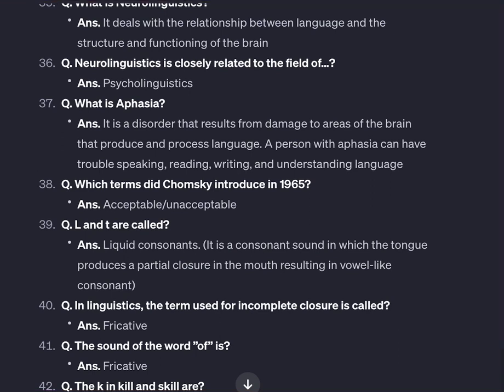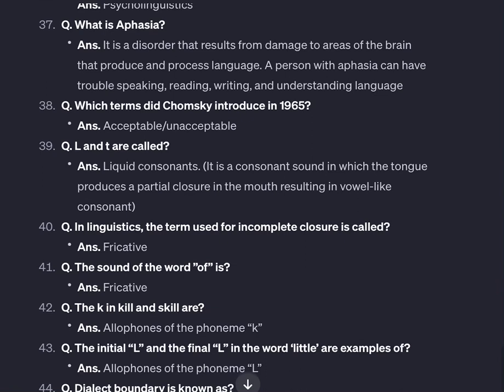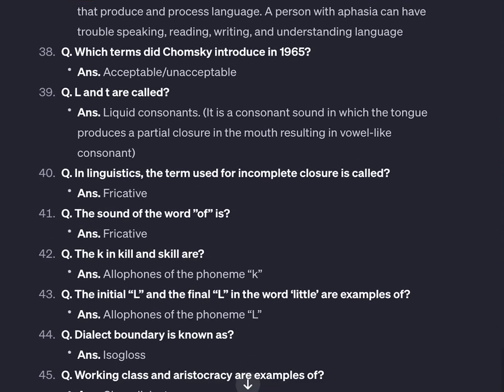38. Q. Which terms did Chomsky introduce in 1965? ANS. Acceptable, unacceptable. 39. Q. L and R are called ANS. Liquid consonants. It is a consonant sound in which the tongue produces a partial closure in the mouth resulting in a vowel-like consonant. 40. Q. In linguistics, the term used for incomplete closure is called ANS.